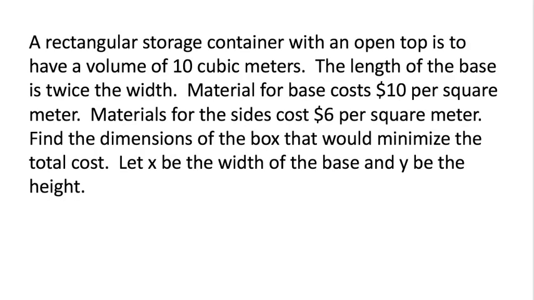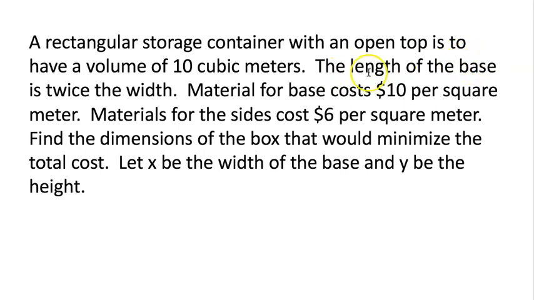So here's our next example. A rectangular storage container with an open top is to have a volume of 10 cubic meters. The length of the base is twice the width. Material for the base costs $10 per square meter. Materials for the sides cost $6 per square meter. Find the dimensions of the box that would minimize the total cost. And to give you some help, I'm letting x be the width of the base and y be the height. So what do we know?